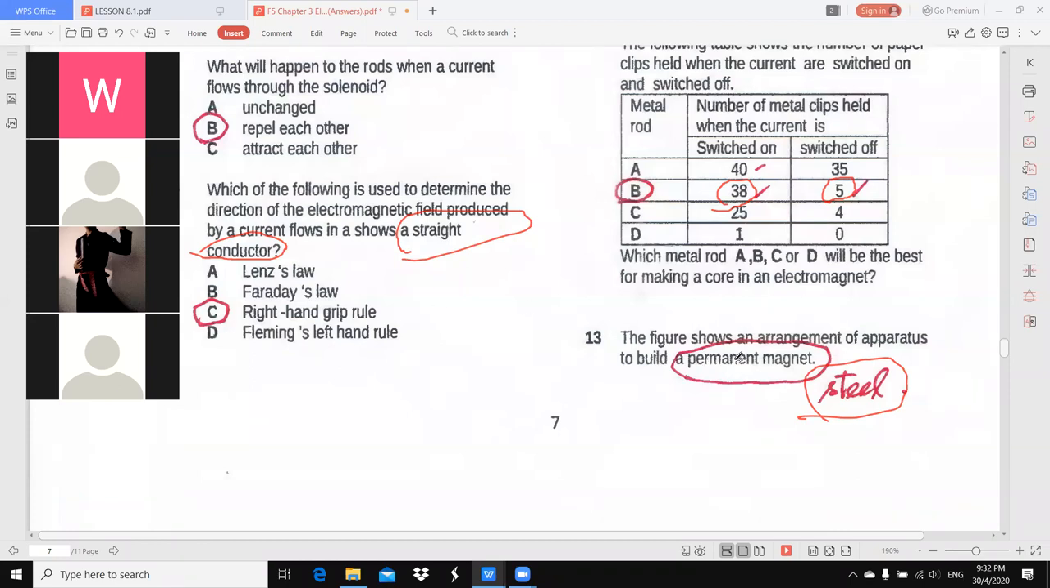Jiu Kai Chi, to make a permanent magnet, why do we choose steel? Jiu Kai Chi.